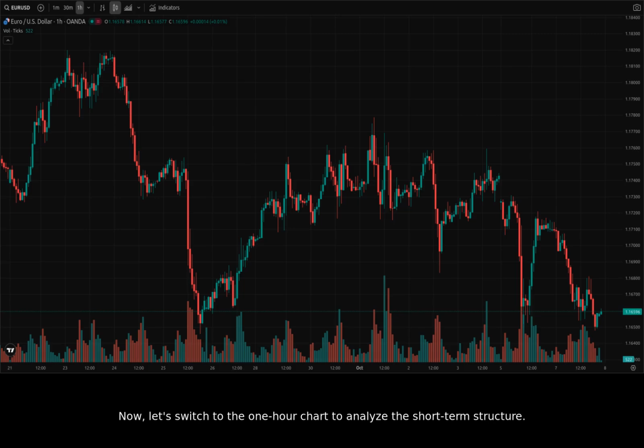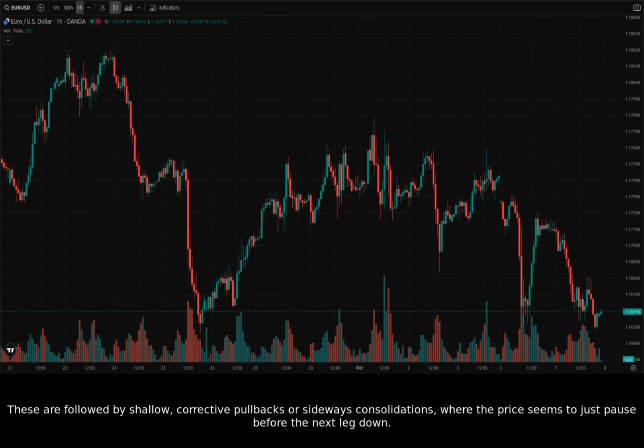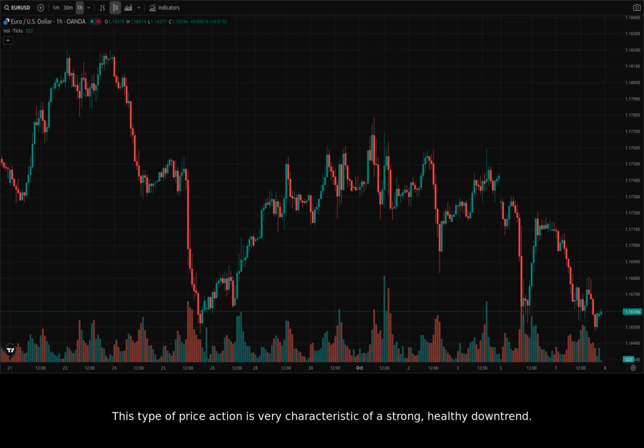Now, let's switch to the 1-hour chart to analyze the short-term structure. This time frame gives us a much clearer view of the stair-step pattern of this downtrend. We can observe sharp, impulsive sell-offs, which represent the dominant bearish momentum. These are followed by shallow, corrective pullbacks or sideways consolidations, where the price seems to just pause before the next leg down. This type of price action is very characteristic of a strong, healthy downtrend.